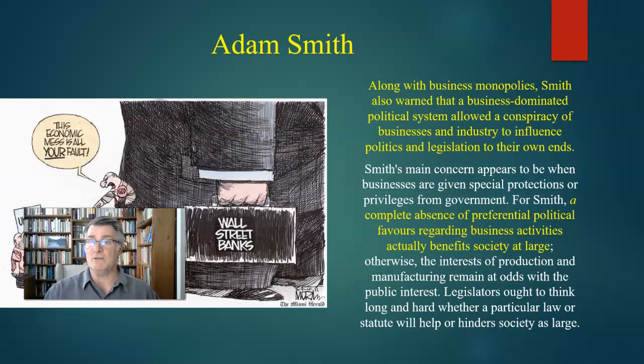dominated political systems, and again, this is one of these remarkable statements in Smith's book that echoes through the next 200 years. Smith warned that a business-dominated political system would allow a conspiracy of businesses and industry to influence politics and legislation to their own ends. This is not something that someone said in 1972. This is 1776. Smith was no dummy. He knew exactly what people were capable of doing.